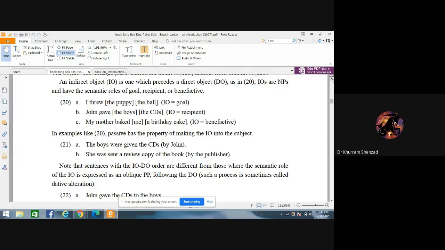Yes, sir. Now sentences with an indirect object, where two objects are coming, we can write in two different ways. One was this: indirect object comes first and then direct object. The boys is indirect object and the CDs direct object. Me indirect object and birthday cake direct object. The second way of writing them is: my mother baked a birthday cake for me. John gave the CDs to the boys. I threw the ball to the puppy.